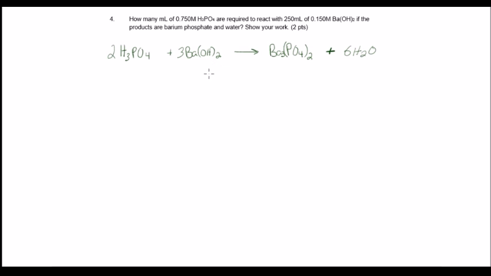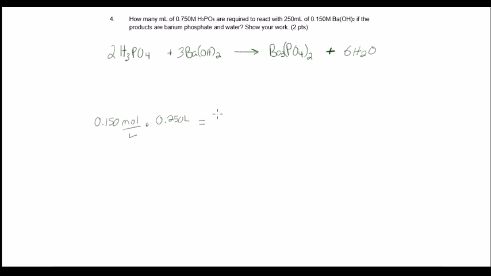All right, now let's look at what you're given. You're given that you have 250 milliliters of 0.150 molar barium hydroxide. Now, first thing you need to do is convert this to moles, and if you'll recall, 0.150 molar is the same as moles per liter. And so I'm told I have 250 milliliters. Of course, I need that in liters, so I'm just going to say 0.250 liters. Hopefully by now you can do that conversion pretty much without having to write it out.